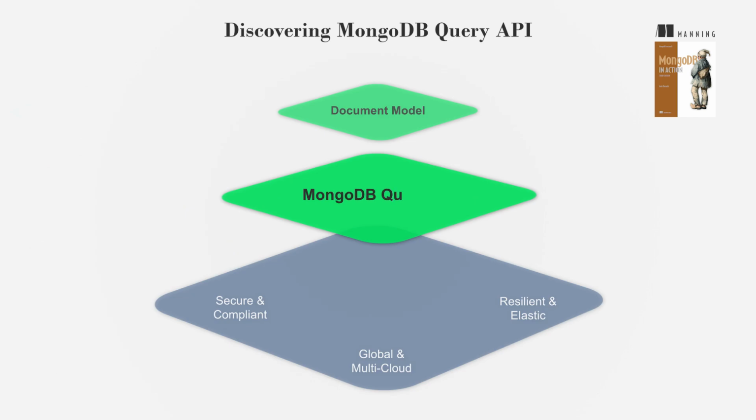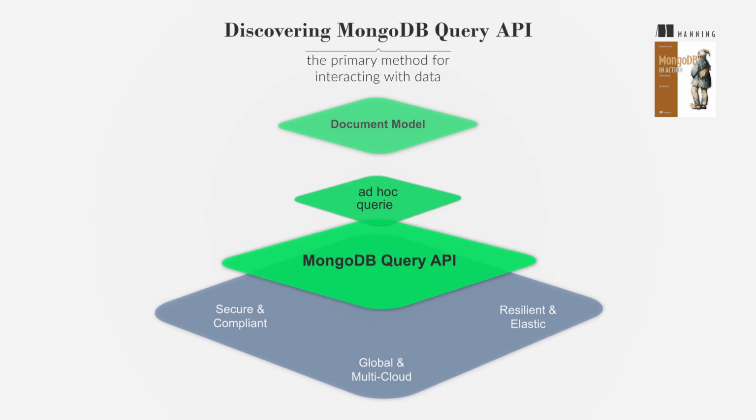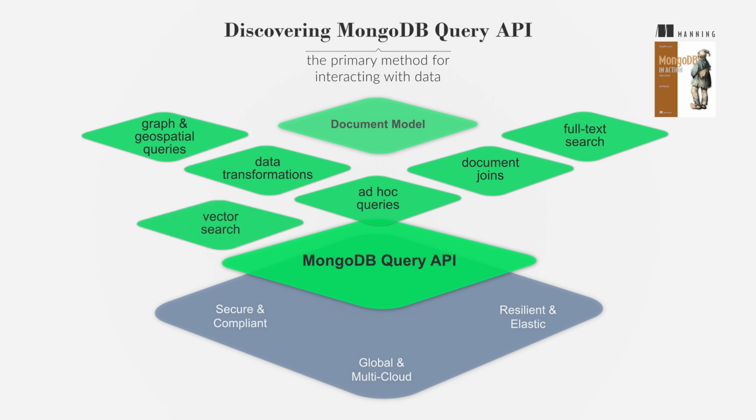The MongoDB Query API is the primary method for interacting with data, encompassing CRUD operations and aggregation pipelines. It supports ad hoc queries, data transformations, document joins, graph and geospatial queries, full-text search, vector search, on-demand materialized views, and time series analysis.